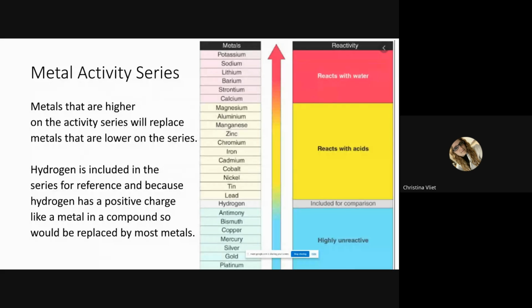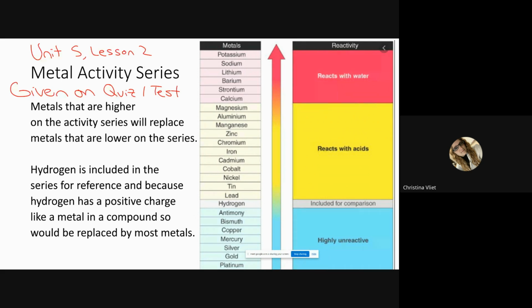Let's go ahead and take a look at the series. This is called the metal activity series. On the top of it, write Unit 5, Lesson 2. Also write "given on quiz/test," meaning I am not asking you to memorize this, but I am asking you to be able to utilize it.